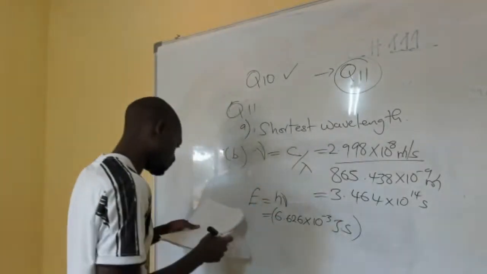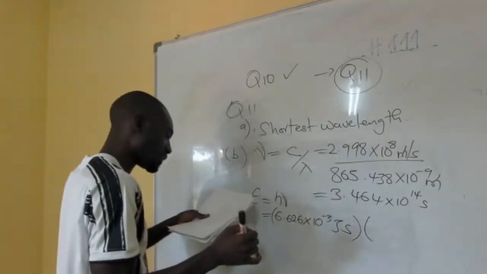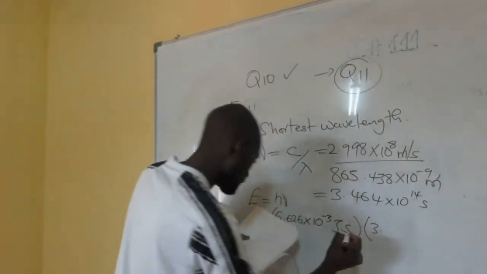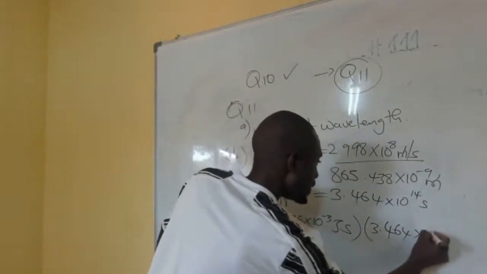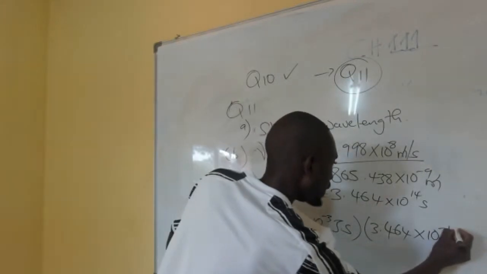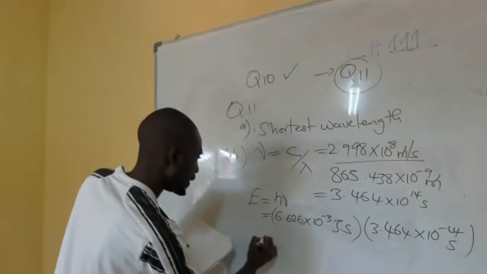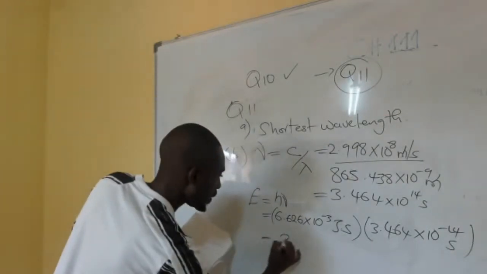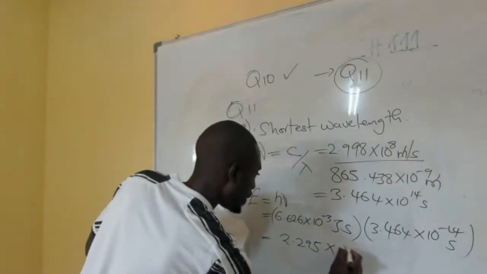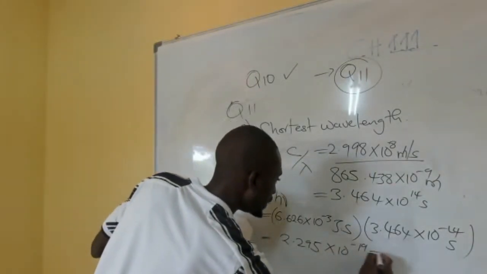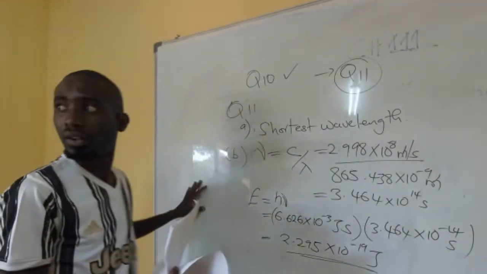Then the one that you calculated, which is the frequency, you're going to put 3.464 times 10 to the power 14, which is per second. Then you're going to say, how much is this? This should give us 2.295 times 10 to the power negative 19 J. Then you'd have found the energy, just like that.